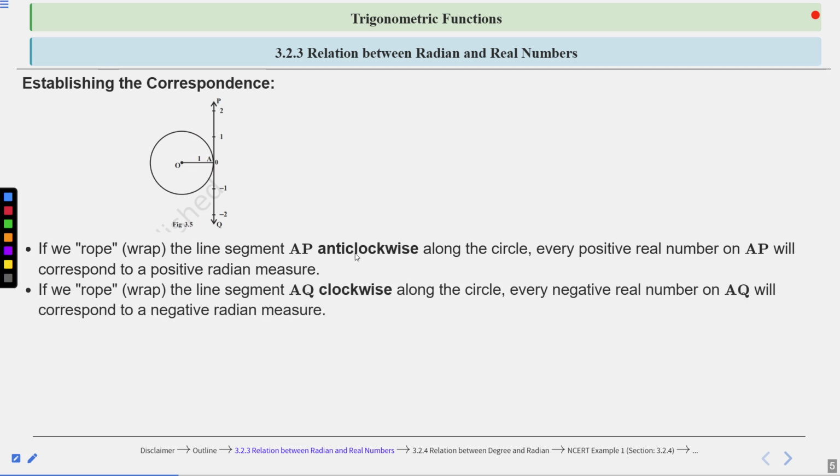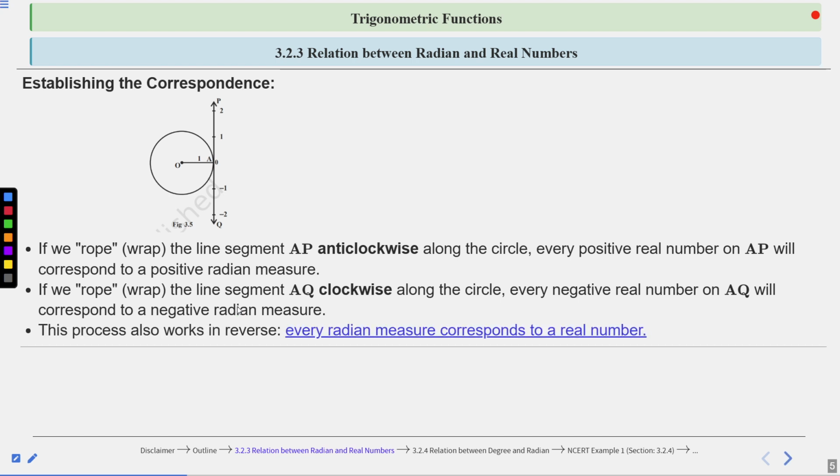And the same we can do for clockwise movement, meaning for AQ. Clear? So in this way we will get our negative radians. This process also works in reverse. So every radian measure corresponds to a real number. If you take any radian, this will also correspond to some arc length, and that arc length will be some number on this complete line AP. Clear?